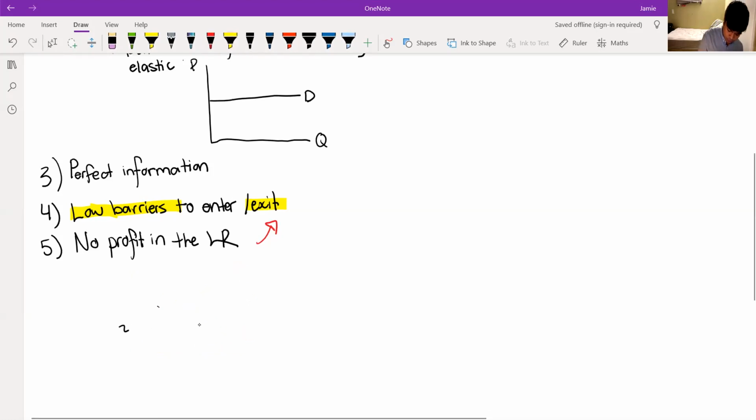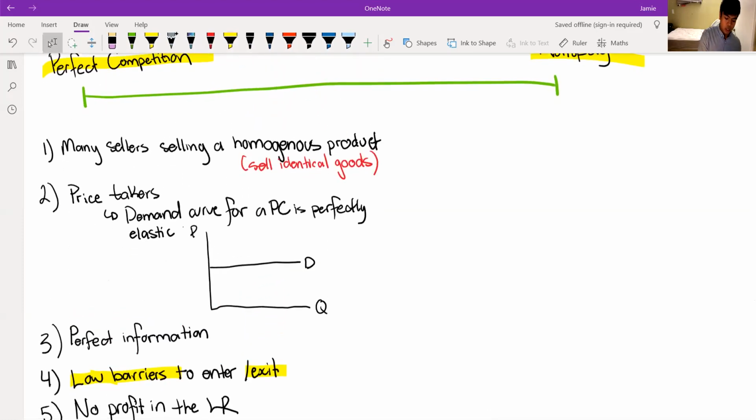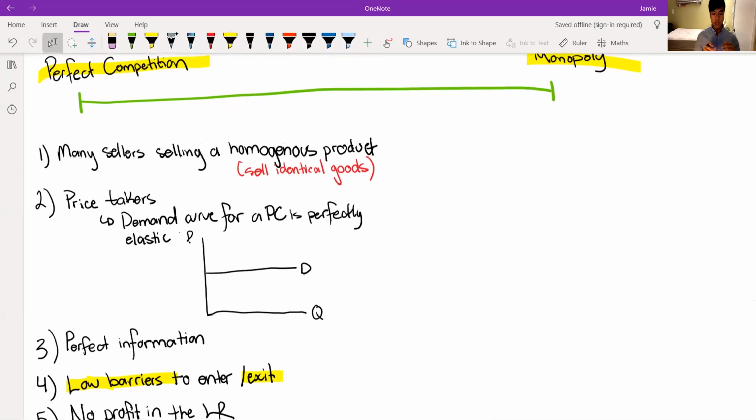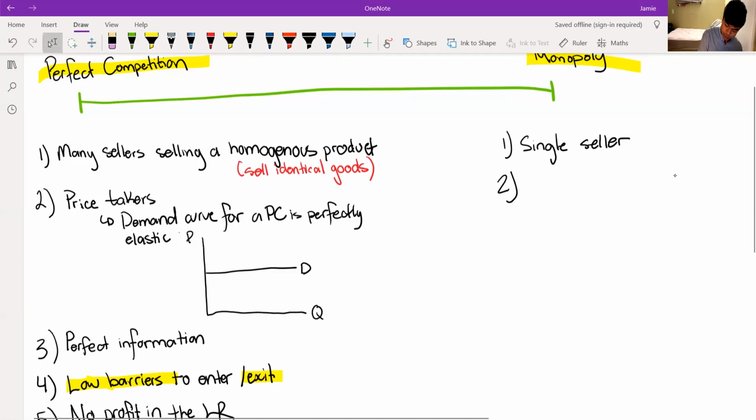So that's the perfectly competitive firm. The monopoly, well, on the other spectrum, there's only going to be one seller. So a single seller, okay? Single seller, and this firm, they're not price takers. They're the only individual firm providing a service or good. So they are price setters. They face their own demand curve. They're price setters.